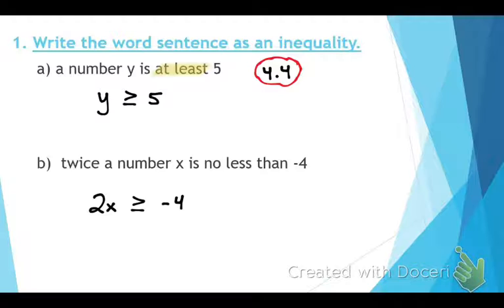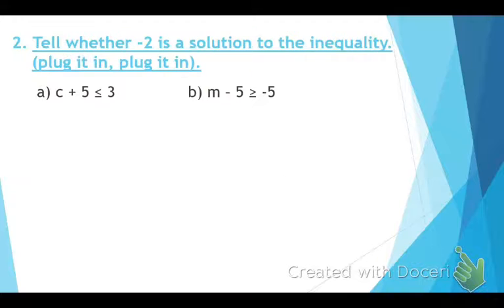The hardest part is this, no less than. If it's no less than, that means it's not less than. Therefore, if it's not less than, it has to be greater than. And then all you do is you try to ask yourself, could it equal exactly negative 4? And the answer would be yes. Any questions about that section? All right, let's go on to the next one.